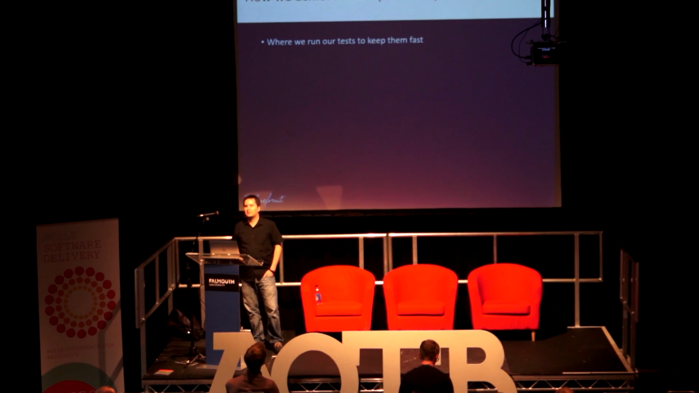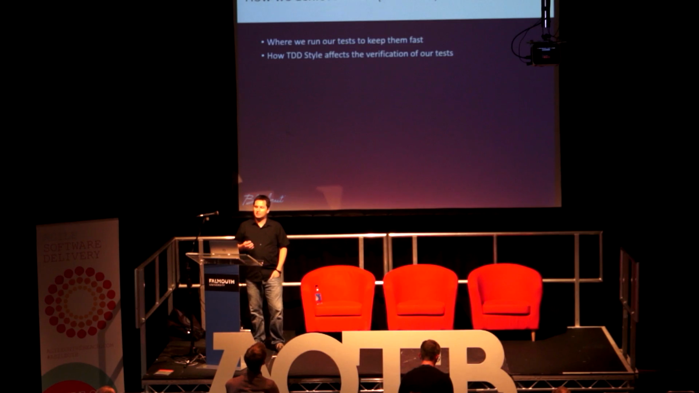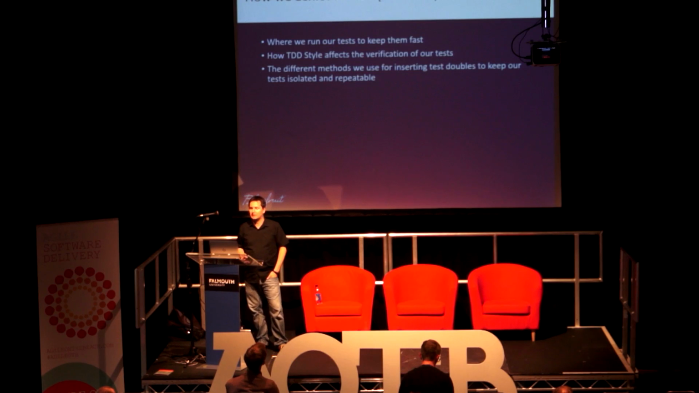So to show how we achieve these criteria, I'm going to talk about where we run our tests to keep them fast, and how our TDD style affects the verification of our tests. I'm going to show some examples of how we insert test doubles and how this keeps our tests isolated and repeatable. And finally, I'm just going to have a quick look at some of our other testing practices that we get as a bonus from this.